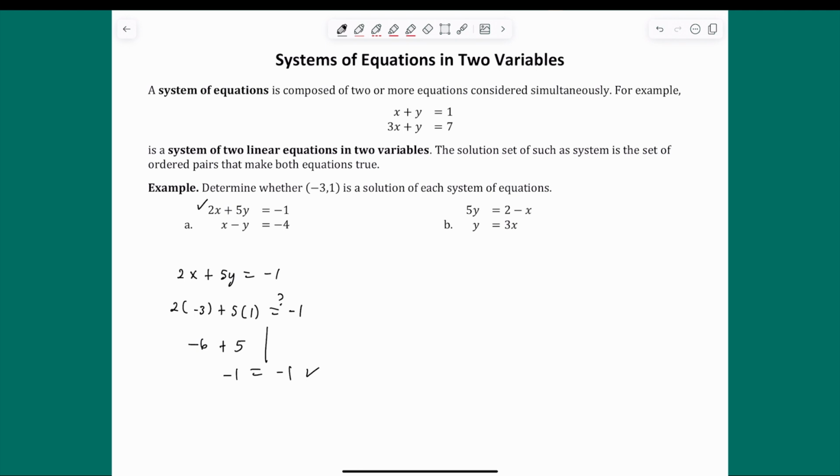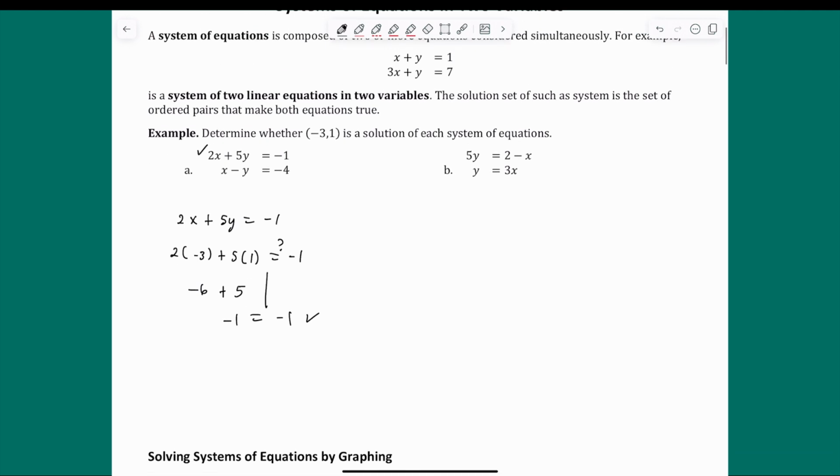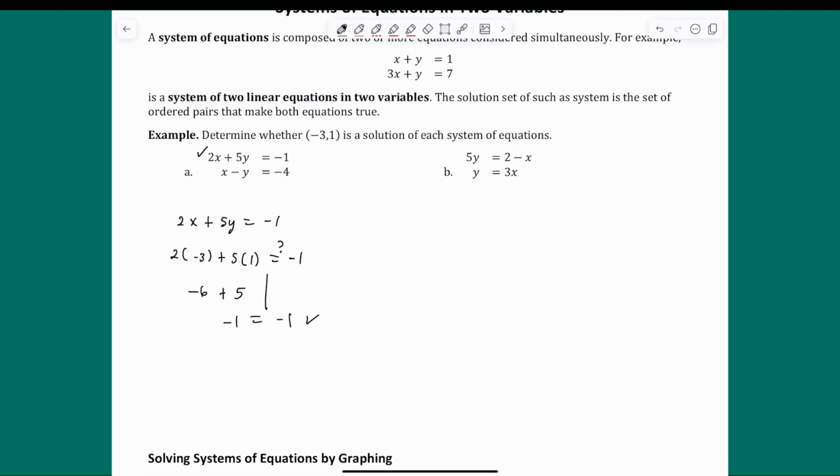So it satisfies the first equation. What about the second equation? Once again, we have x minus y equal to negative 4. So we would have negative 3 minus 1 equals negative 4. Is that true? Well, negative 3 minus 1 is negative 4, and that indeed does equal negative 4, so that checks. Then we would say (-3, 1) is a solution to that system.